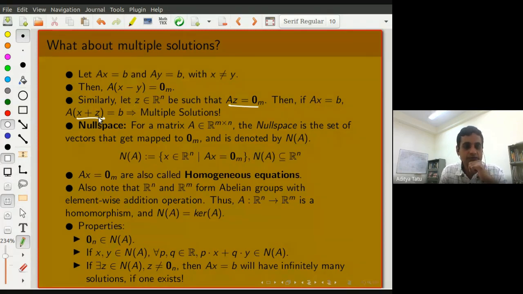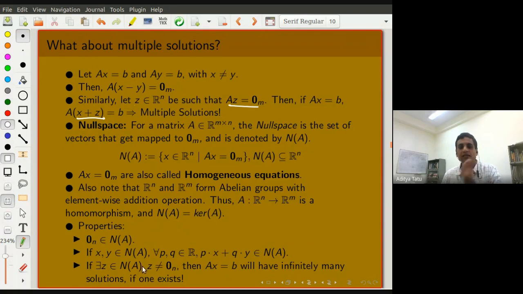Sir, can you explain it again? Which part? This last part only. Okay. So what I'm saying is, we have studied two situations, right? One is we are asking the question, when does the solution to Ax equal to B exist? And now we are looking at the question, when do multiple solutions exist?